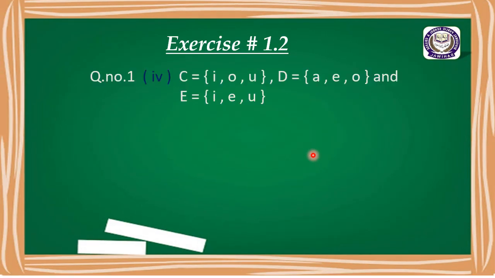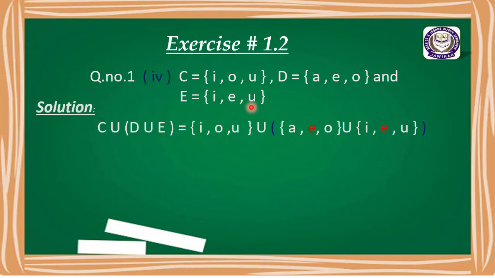And that is our required answer. And now come on to the next question, number 1, part 4. Here we have to find out the union of three sets. Here C is a set which consists of the elements I, O, U, and D is a set which consists of the elements A, E, U, and E is a set which consists of the elements I, E, and U, and we will have to find the union of three sets.